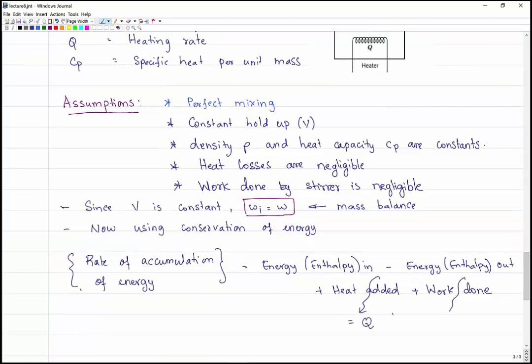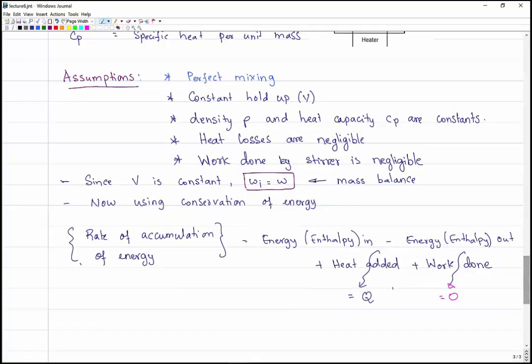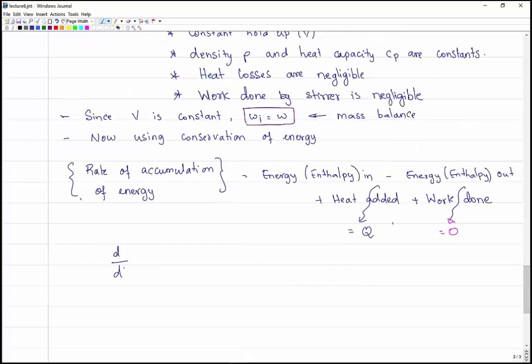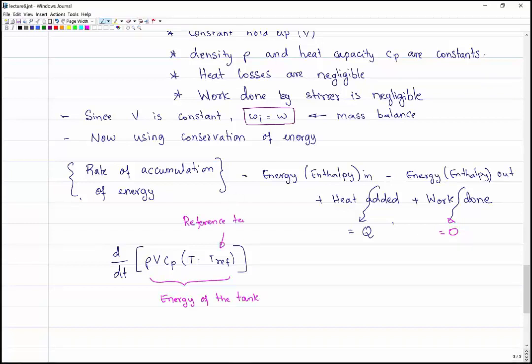The energy, the internal energy or the enthalpy of the system that is under consideration is rho times V times Cp times (T minus Tref). Tref is a reference temperature. It's assumed to be constant, and it's arbitrarily chosen. So the left-hand side now represents the energy of the tank. Take its derivative, that gives you the rate at which the energy of the tank is changing.